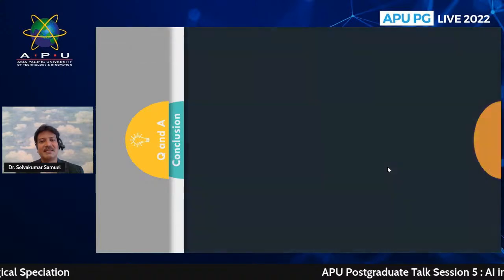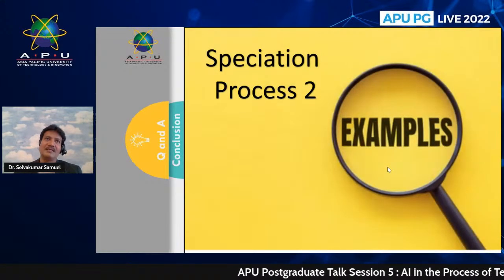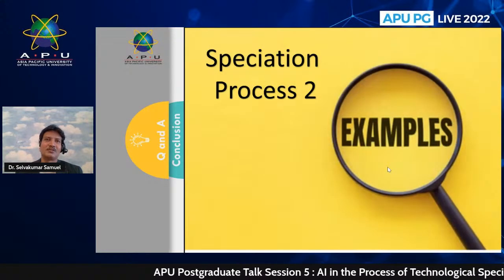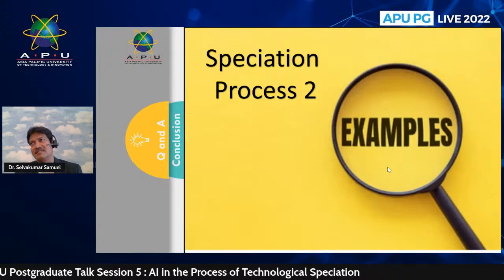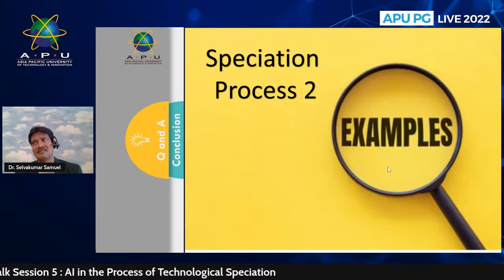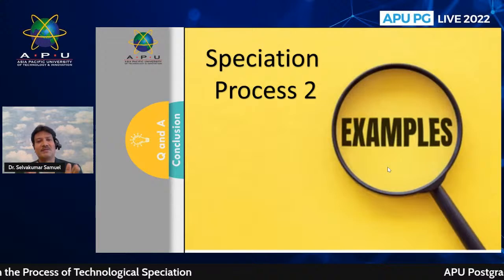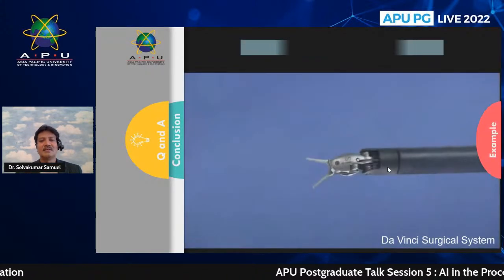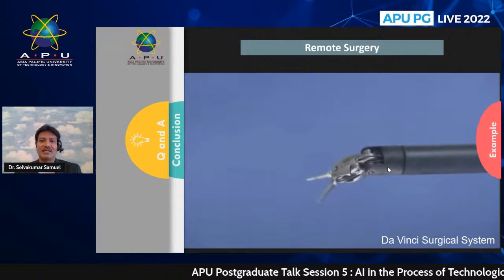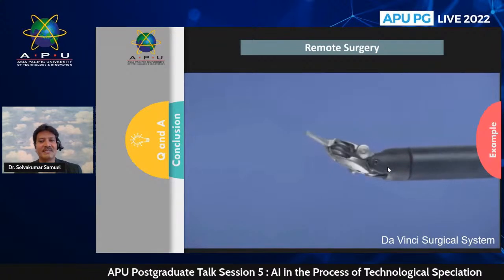Okay, these are some of the examples I shared. Let me share one or two applications. Applications of the species, new species evolved based on the speciation process too. First example I would like to share, remote surgery.